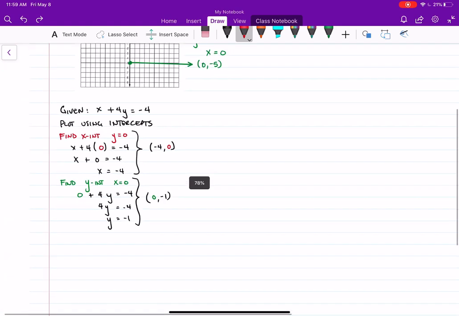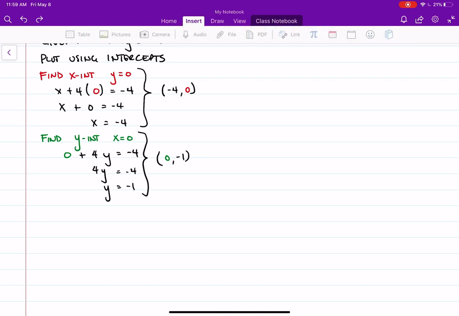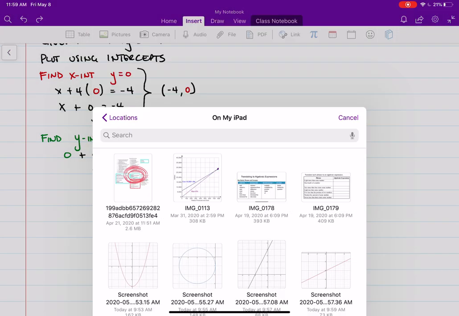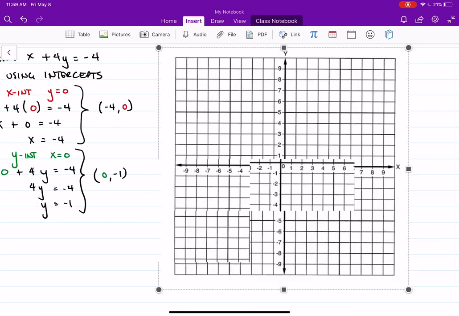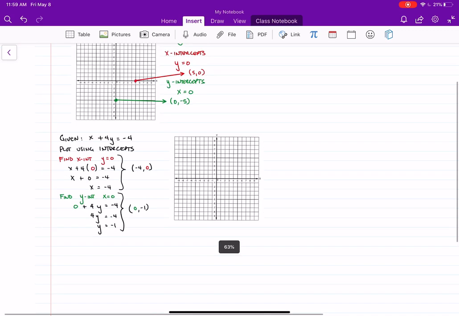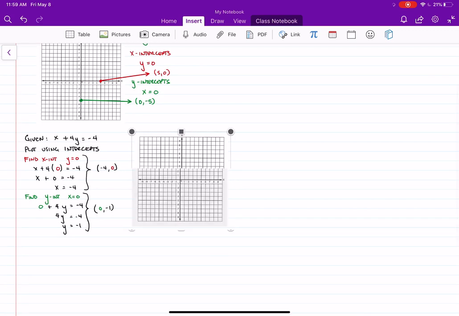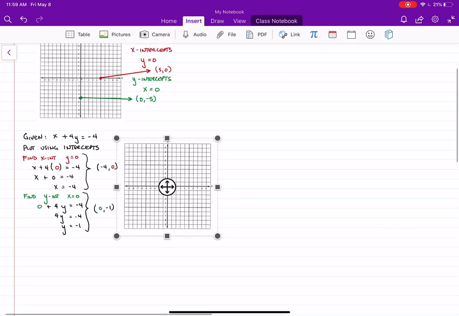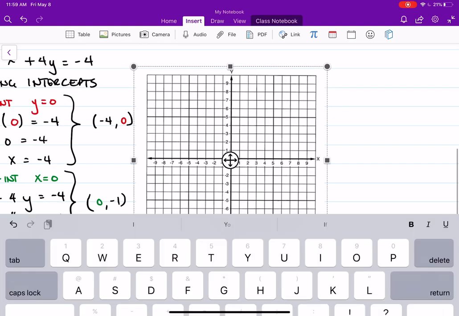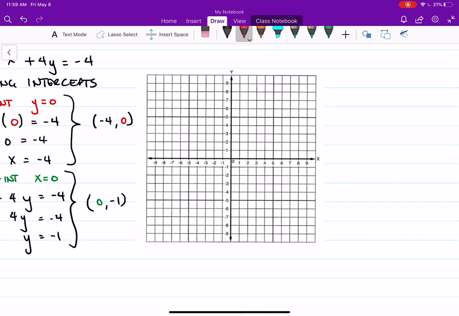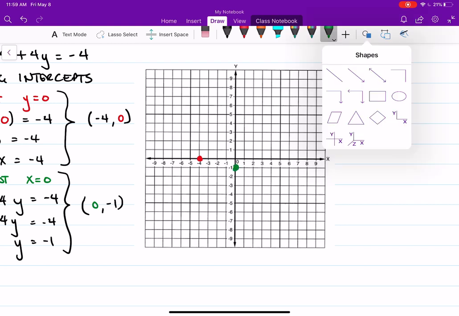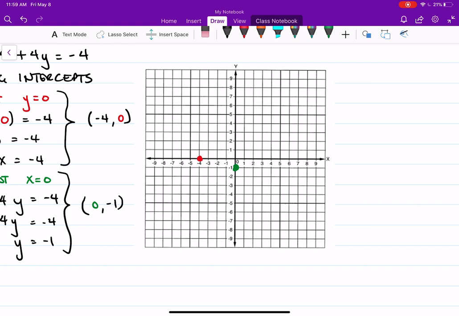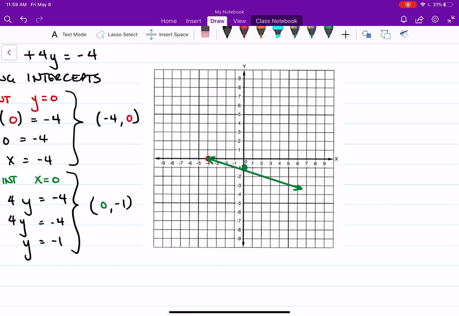So now I got two points, right? Great. So I go back to insert, file, graph paper, awesome. I need it up here somewhere, shrunk down a lot, and closer to here. Boom, right there. Awesome. All right, so then I'm going to plot negative 4, 0. And I'm going to plot 0, negative 1. And there shall be my line, if I can get it right. Let's just do it this way, probably easiest.